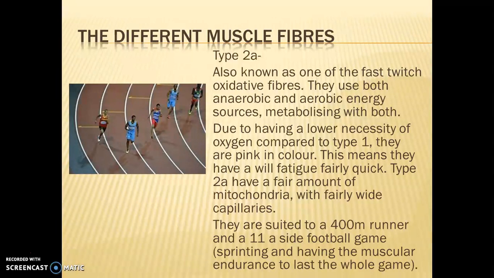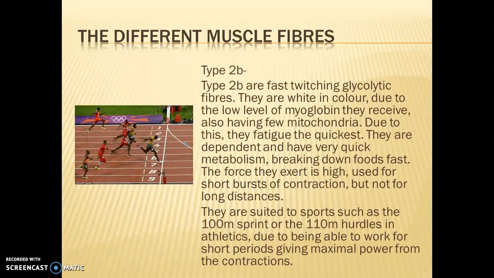Type 2A have a fair amount of mitochondria and also fairly wide capillaries. They are suited to a 400-metre runner and an 11-a-side football game, as they can work both anaerobically and aerobically, which are both crucial for football, sprinting the whole game, and having the muscular endurance to last the whole game.